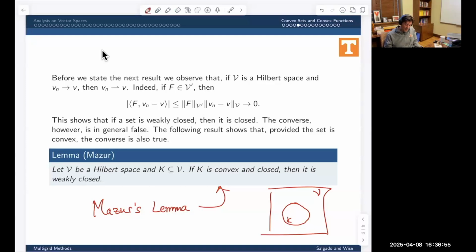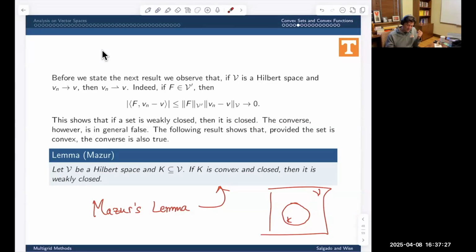K, if K is known to be convex and also closed, then we know that it turns out to be weakly closed as well. Okay. If K is convex and it's closed, then it's weakly closed. The converse we discussed just above this. If we know that a set is weakly closed, then it has to be closed. So we talked about that at some length last time.